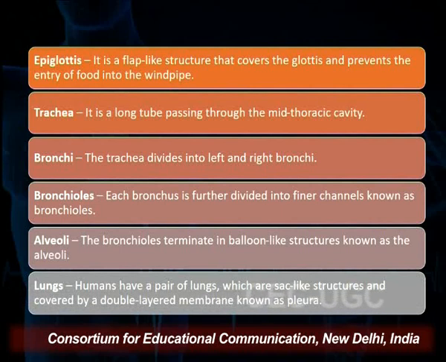Bronchi, the trachea divides into left and right bronchi. Then bronchi, each bronchus is further divided into finer channels known as bronchioles. Alveoli, the bronchioles terminate in balloon-like structures known as the alveoli. Then lungs. Humans have a pair of lungs which are sac-like structures covered by a double-layered membrane known as pleura. So, air is inhaled with the help of nostrils and in the nasal cavity.